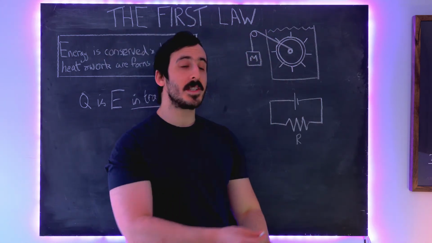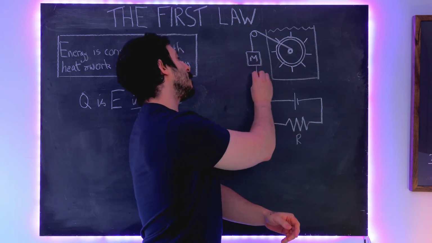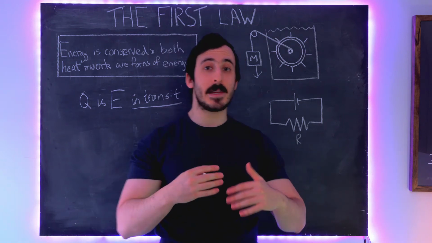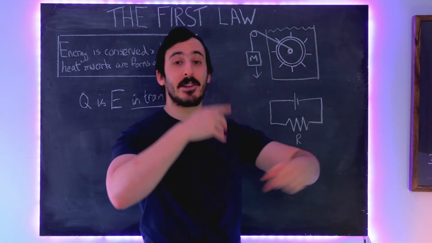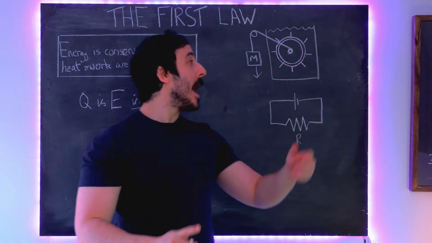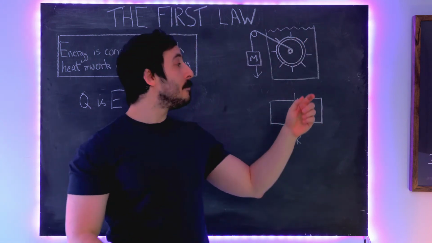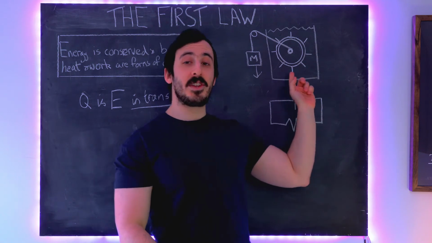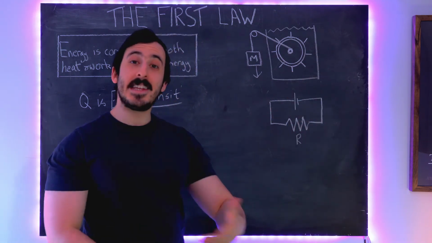And what he did was he allowed the mass to fall, so it changed the gravitational potential energy of the mass. It put work into this paddle, which then started rotating. And he did this several times, and he measured the temperature difference of this body of water.